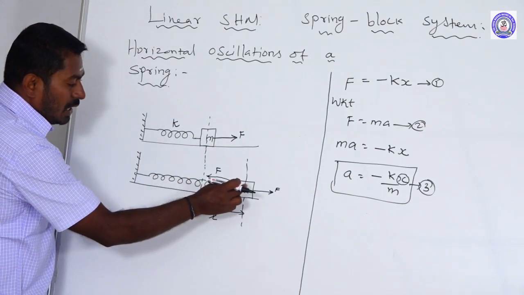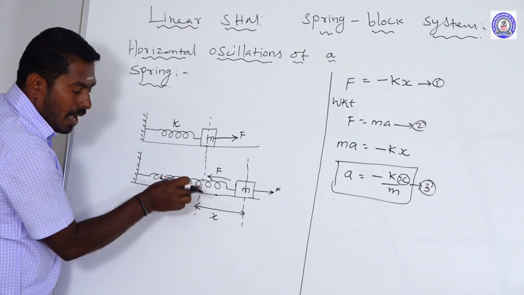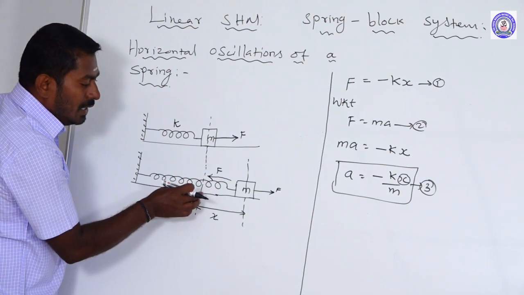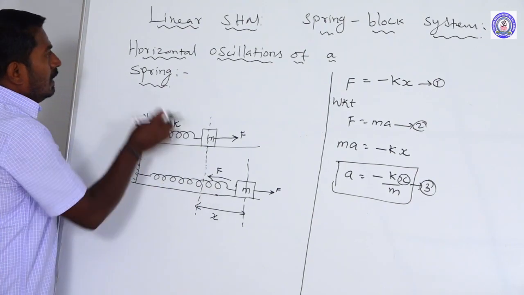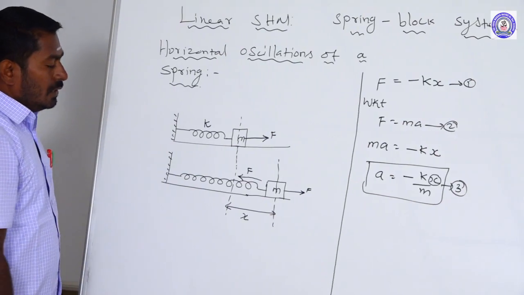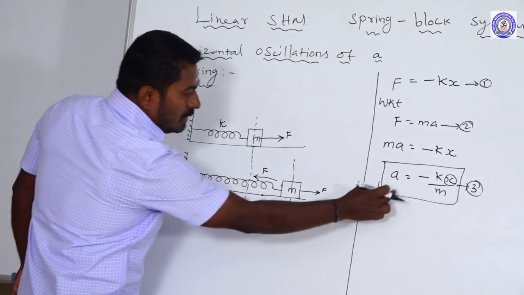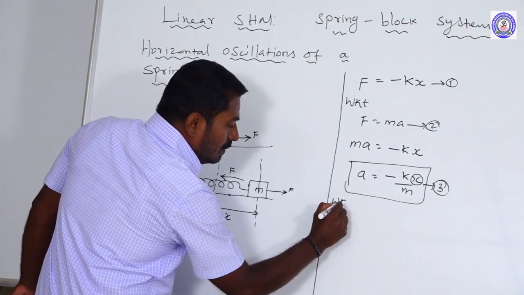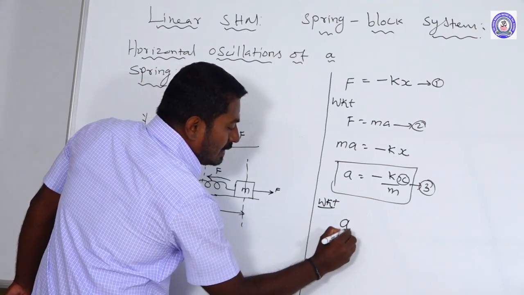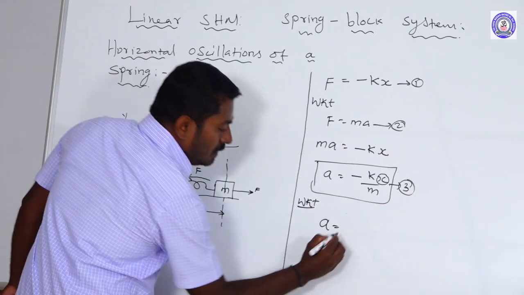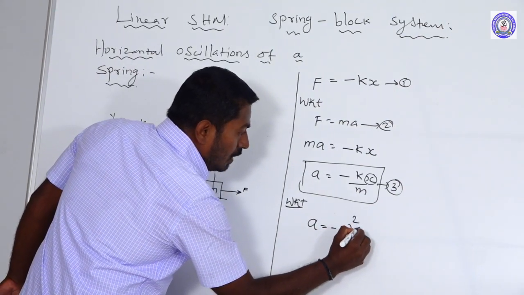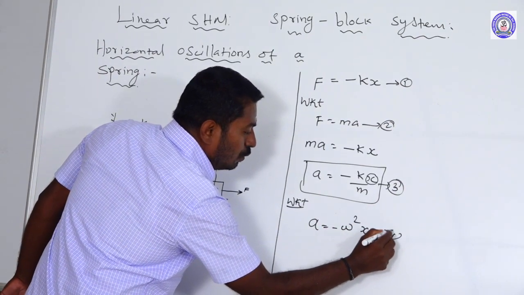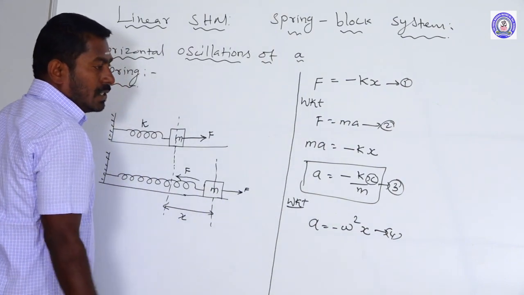Then the oscillation of the block of mass M on the smooth surface resembles linear simple harmonic motion. So the acceleration of the block, a, is equal to minus Kx divided by M. Already we know that in simple harmonic motion, the acceleration of the system, a, is equal to minus omega square x, equation number 4. Compare the two acceleration equations.